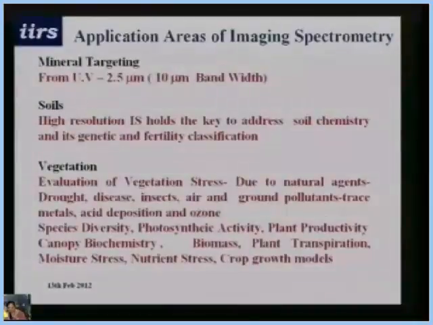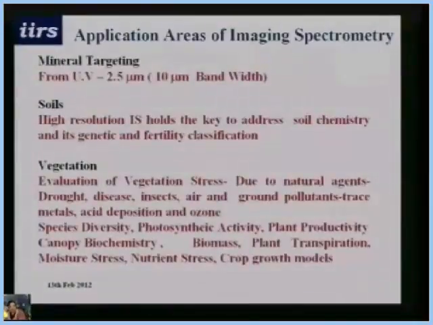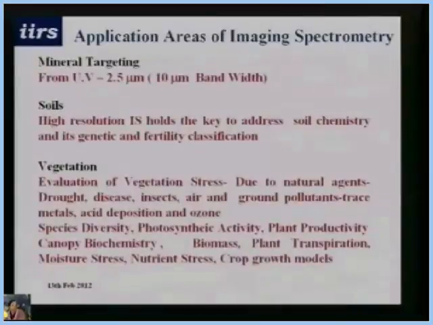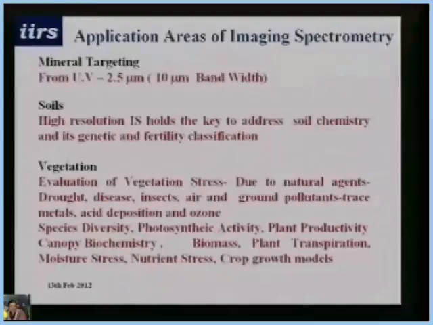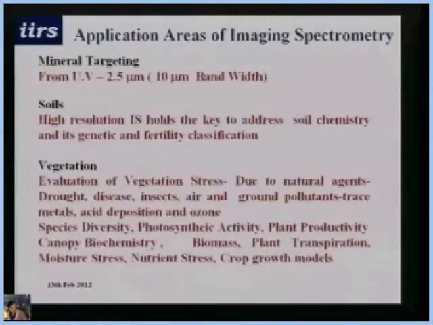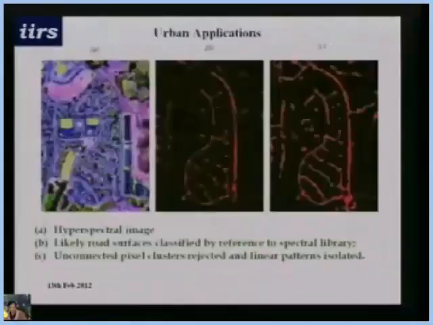So for the geological application, as I said, you have mineral targeting. For soils, the high resolution imaging spectrometer helps in understanding the soil chemistry and its genetic and fertility classification. Vegetation, as I mentioned, the species identification, diversity, drought, disease, the stress in the vegetation due to moisture, nutrient, the plant transpiration rate, photosynthetic activity, all can be mapped using the imaging spectrometer data.